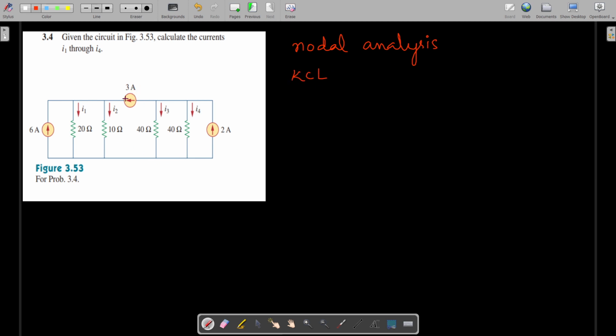So here we have this 3 amperes, which divides the circuit into 2 nodes. This can be taken as our first node, and this can be taken as our second node, in which we can assume that we have V1 and V2 voltages existing. Now we proceed, knowing that KCL says the sum of entering, that is incoming, currents is equal to the sum of leaving, or outgoing, currents.